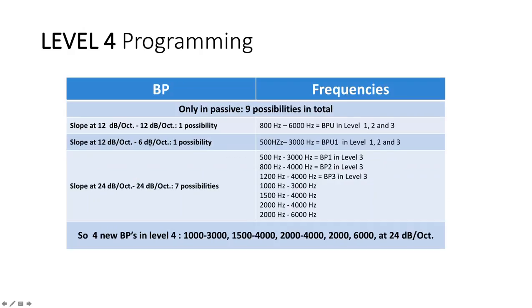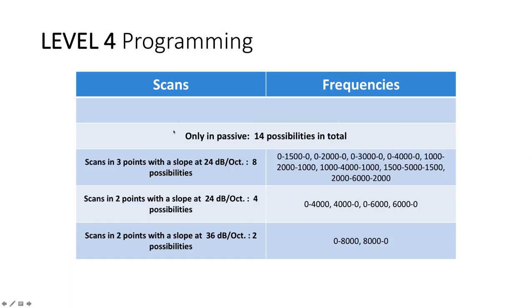And then in the band pass, you see that we have 4 new band pass, one that goes from 1000 to 3000. So you see, we are concentrating in the linguistic area with the band pass. And then we use some that are new, which are not used in level 1 or level 2 or level 3, which are the scans.